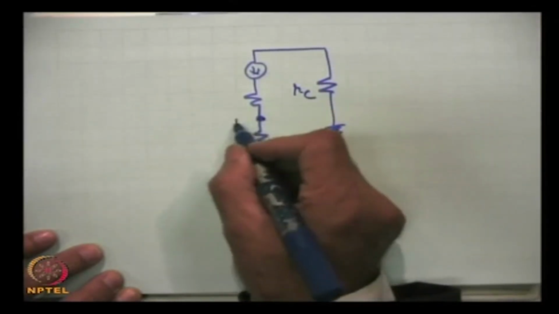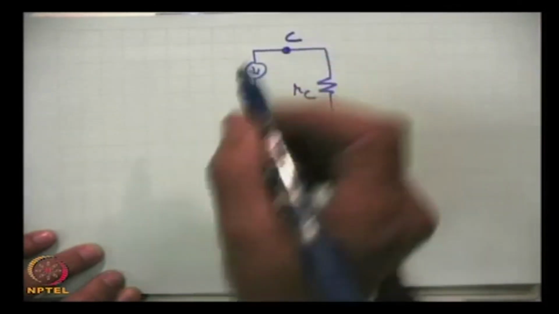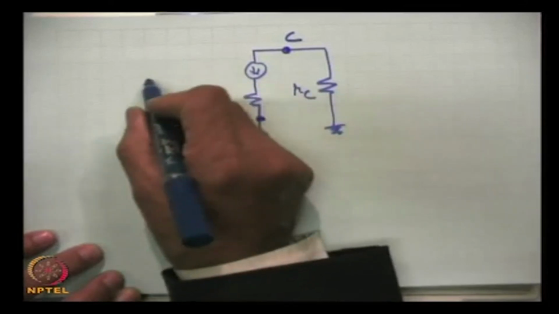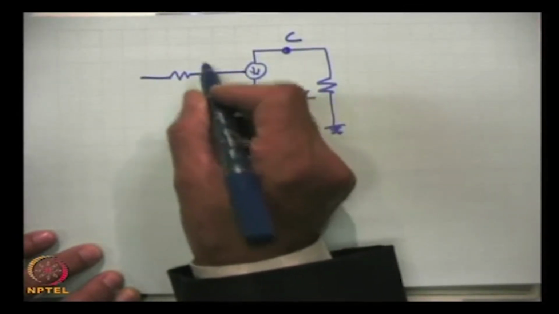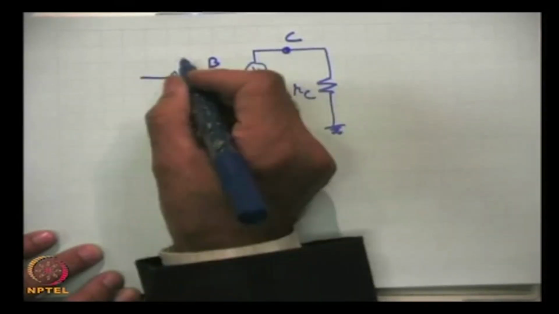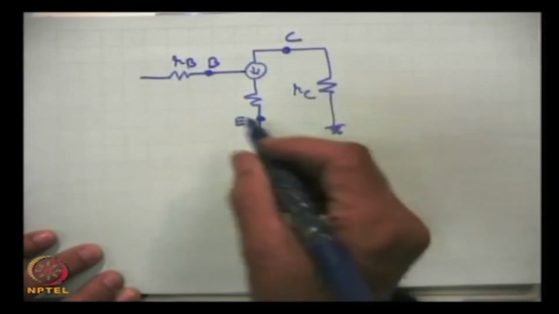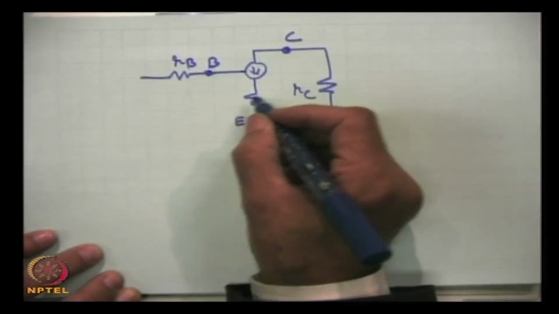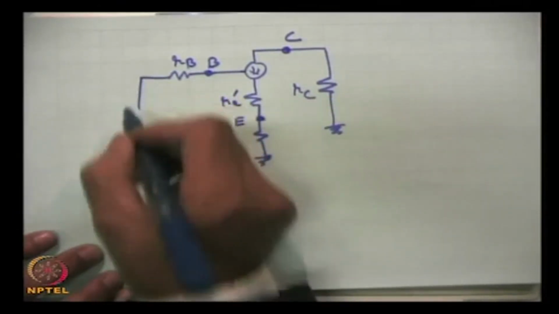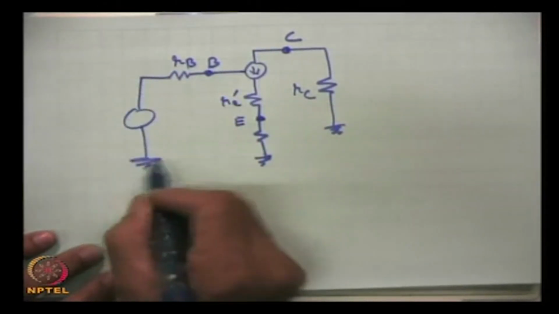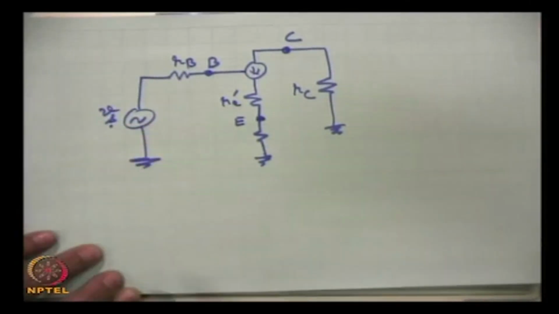This is the emitter lead, this is the collector lead, and this is the base lead. This is RB, this is RC, and this is the dynamic resistance RE prime, and here this is our AC voltage source Vs.